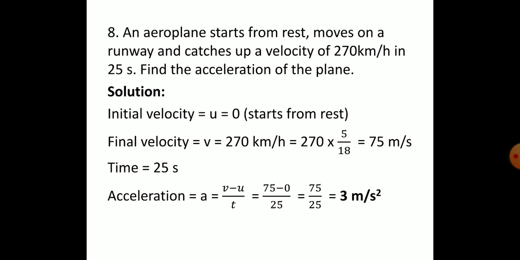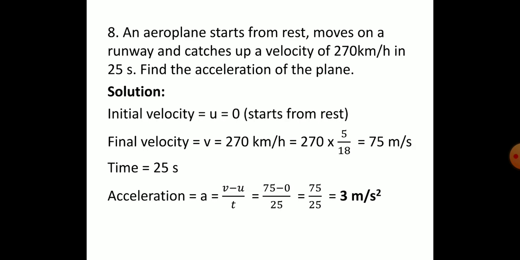Now what is the eighth problem? Now an aeroplane starts from rest. Again it is starting from rest, so your initial velocity will become 0. It moves on the runway and it catches the velocity of 270 km per hour in 25 seconds. Find the acceleration of the plane. So initial velocity u equal to 0. Final velocity v is equal to 270 km per hour. So you have to convert the kilometer per hour to meter per second. That's 270 into 5 by 18, which is equal to 75 meter per second.